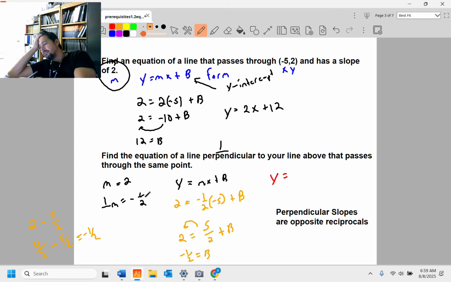So y equals mx plus b again. Our slope was negative 1/2. And we found that we had a y-intercept of negative 1/2. Easy peasy, lemon squeezy.